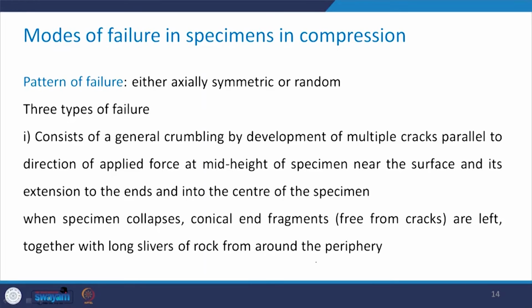Now coming to the pattern of failure. Either it is symmetric or it is random. There are basically three types of failure. The first one consists of a general crumbling by development of multiple cracks which are more or less parallel to the direction of the applied force at the mid height of the specimen near the surface, and then they extend to the ends and into the center of the specimen.